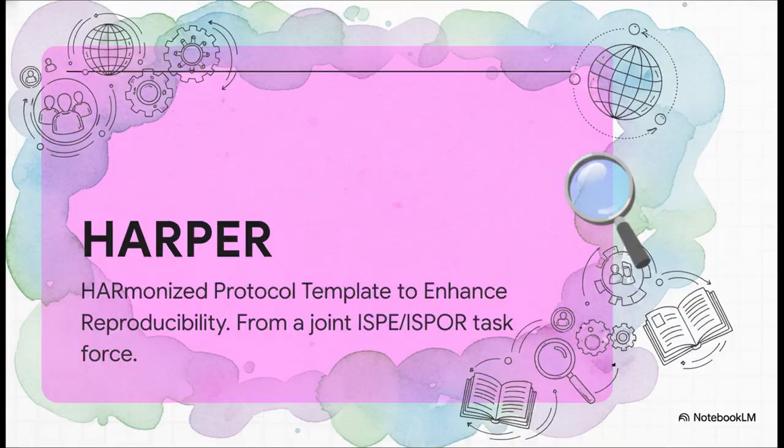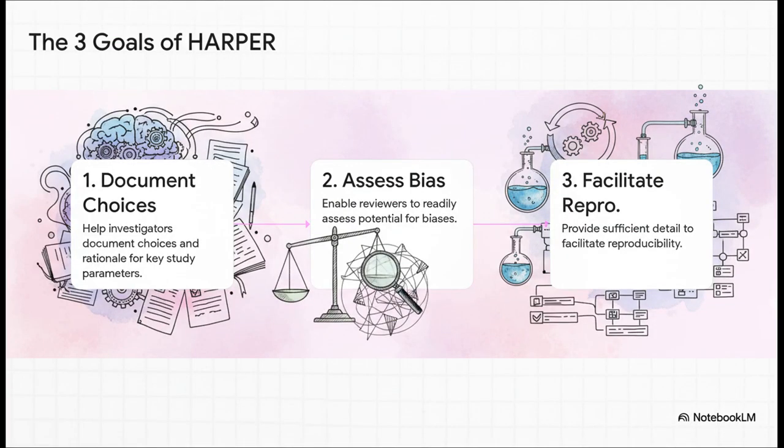The whole shebang. HARPER's mission is really built on three crystal clear goals. First, to help investigators meticulously document their choices and why they made them. Second, to make it super easy for reviewers to assess any potential for bias. And third, the ultimate goal, to provide enough detail that another research team could, in theory, reproduce the entire study. That's the holy grail, right?